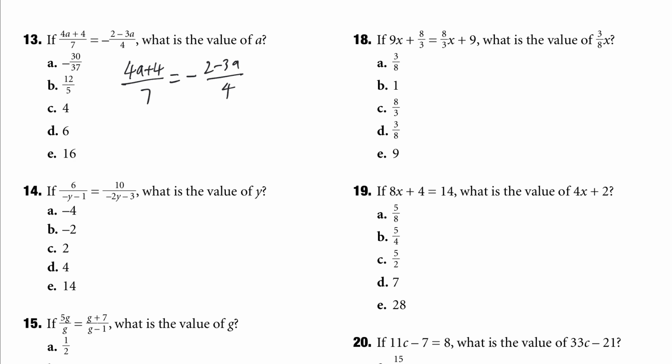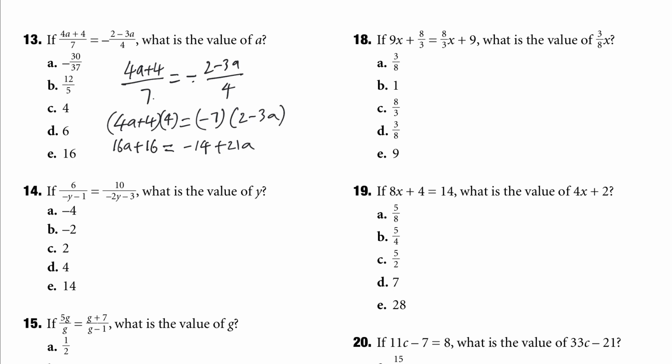Okay, so again, I'm going to use cross multiplication. So 4a plus 4 times 4 is equal to negative 7 multiplied by 2 minus 3a. So 4a times 4 is 16a, plus 4 times 4 is 16. Negative 7 times 2 is negative 14. Negative 7 times negative 3a is 21a.